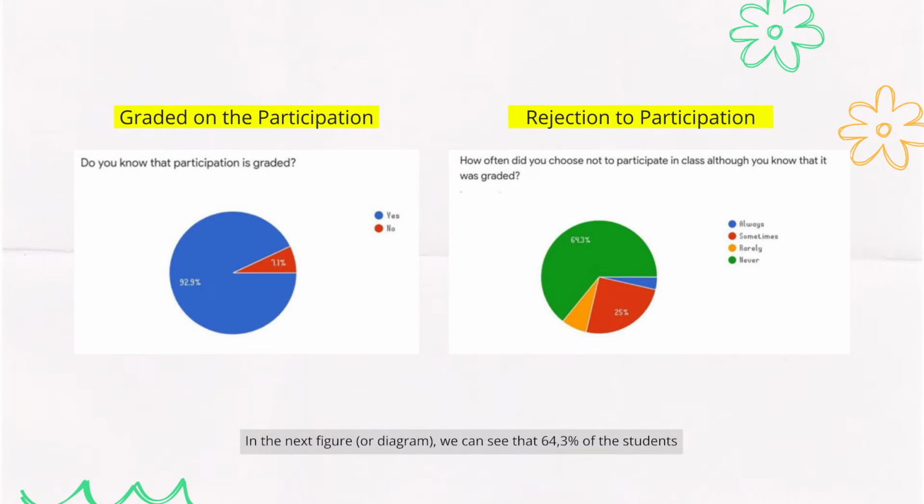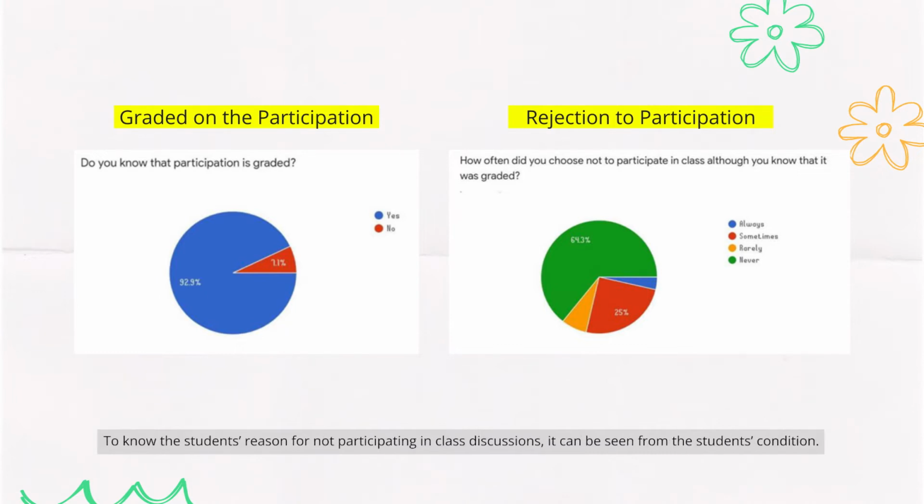In the next figure or diagram, we can see that 64.3% of the students never choose not to participate in the class discussion because it will be graded. But 25% of the students sometimes choose to participate in class discussion, and 7.1% of students rarely participate, and 3.6%, or one student, said that she or he never participates.